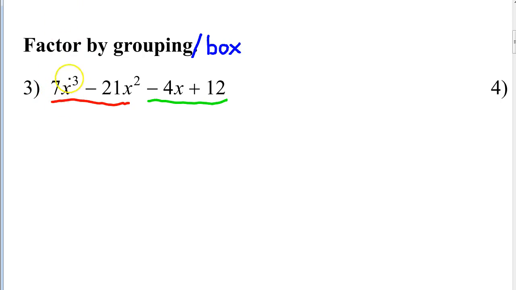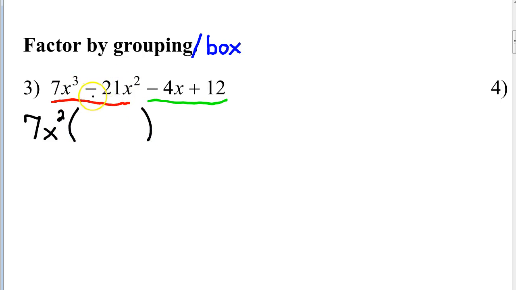So GCF, and this is the same thing as we did right above. What's the biggest number that goes above? 7, and the highest exponent we can take out would be 2, because this has 3 x's, this has 2, so both of these have at least 2. So that's what we're going to take out.